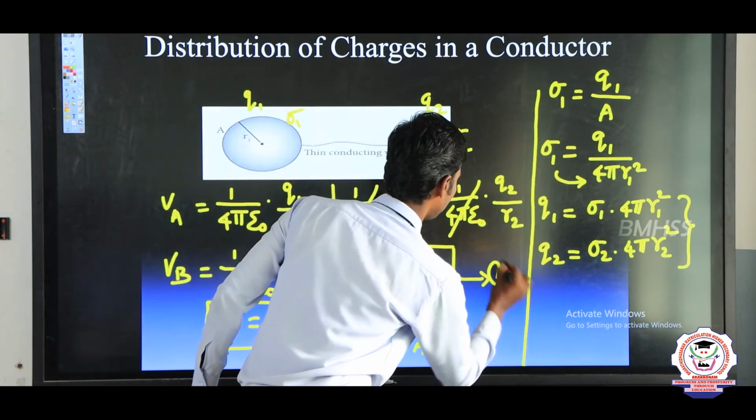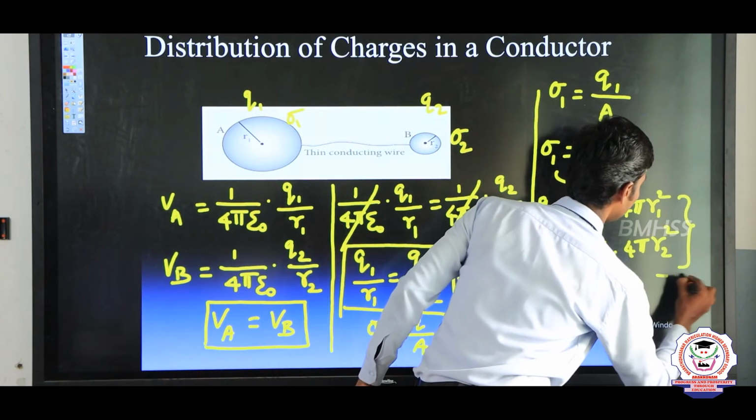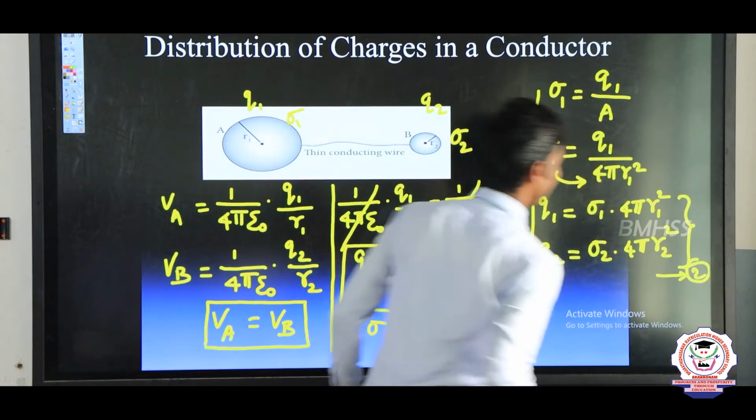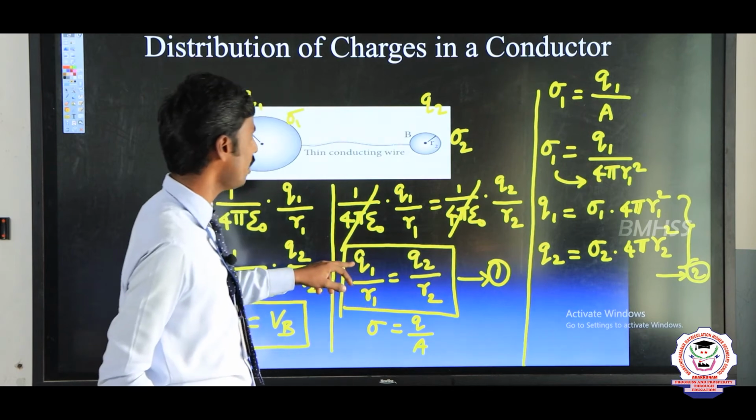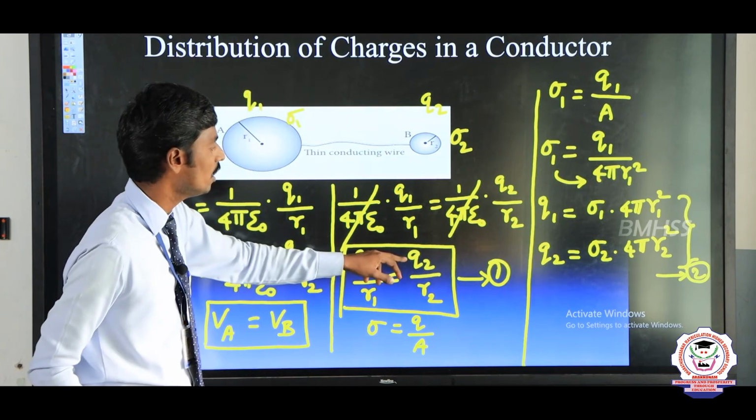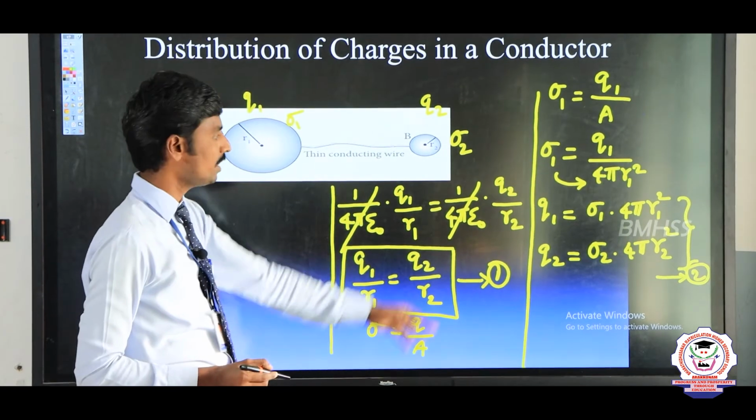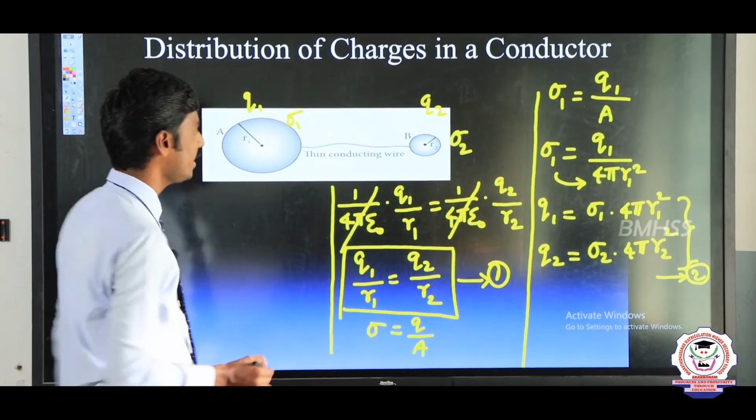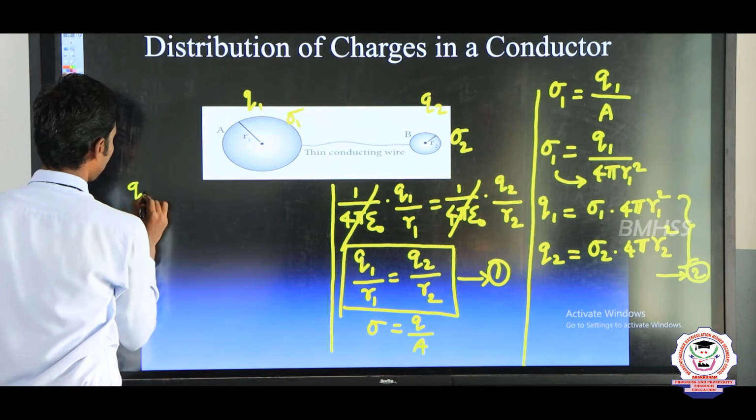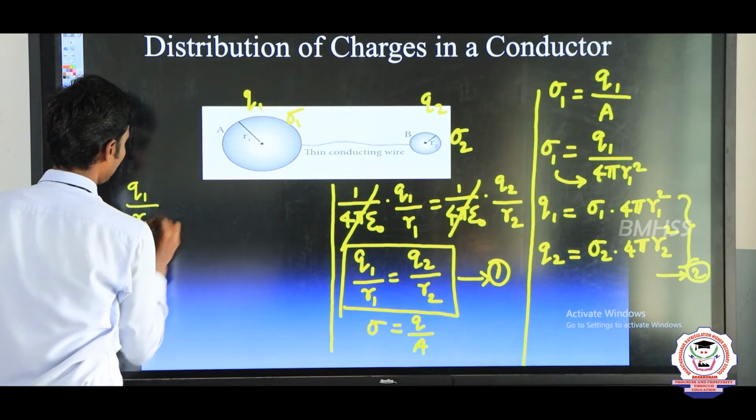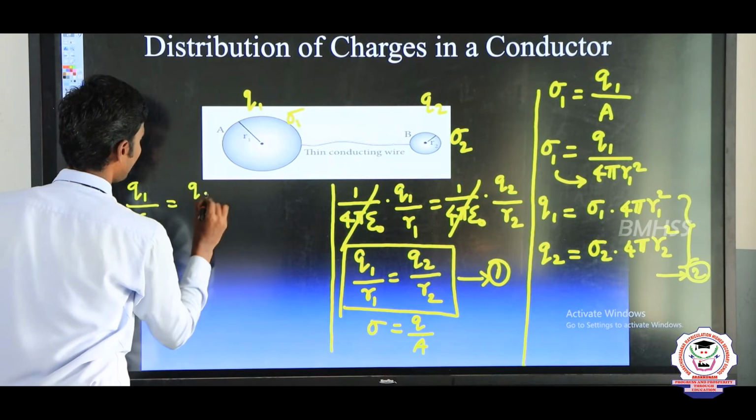Take equation number 1 and equation number 2, substituting equation 2 in 1. Already we know that Q1 by R1 equal to Q2 by R2. Substituting equation 2 in 1, we will get the same answer: Q1 by R1 equal to Q2 by R2.